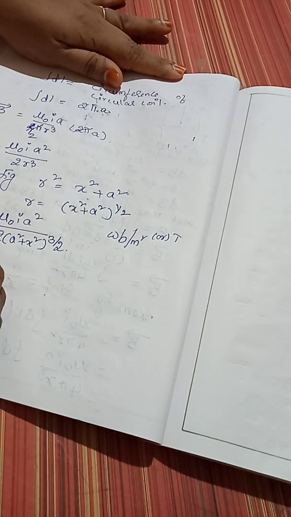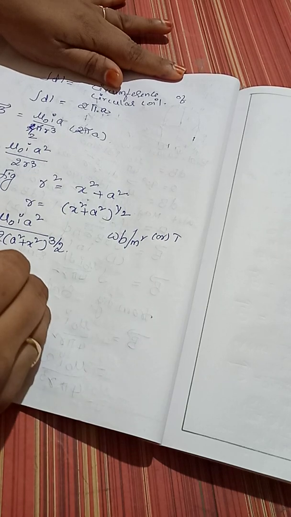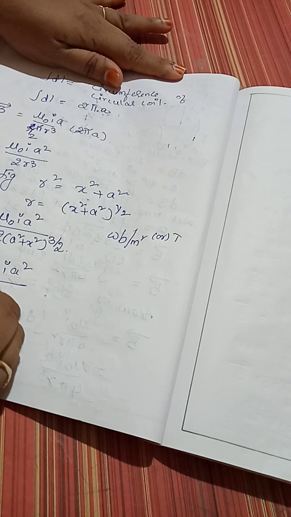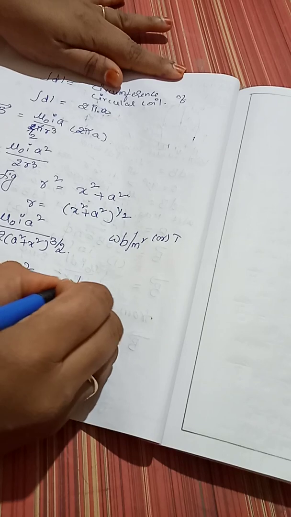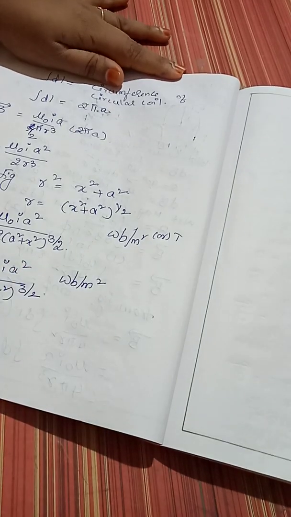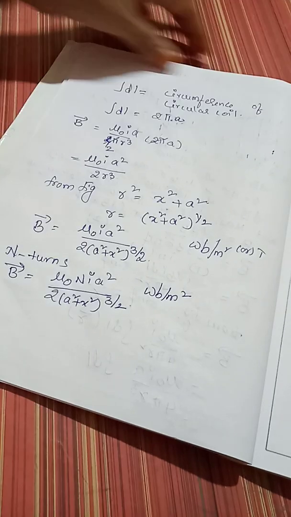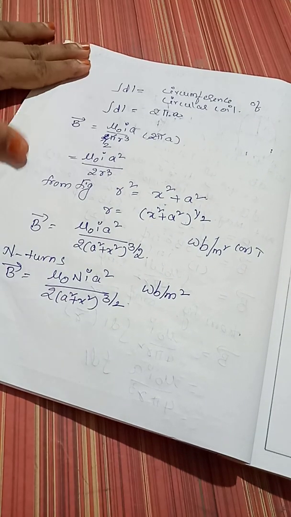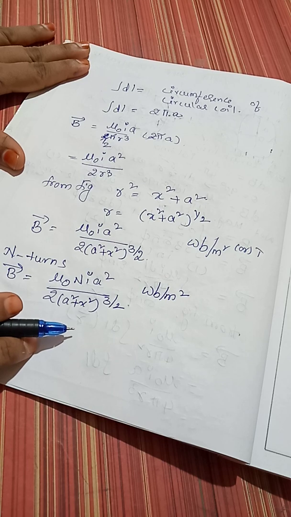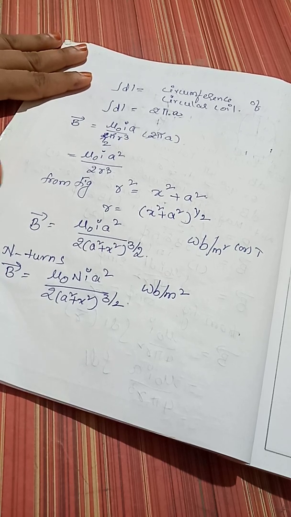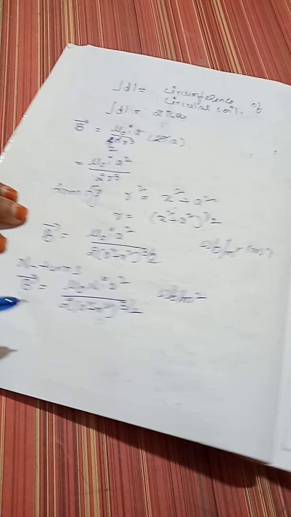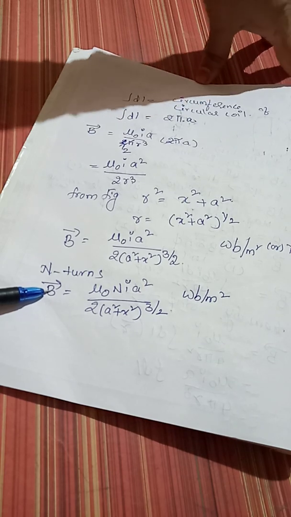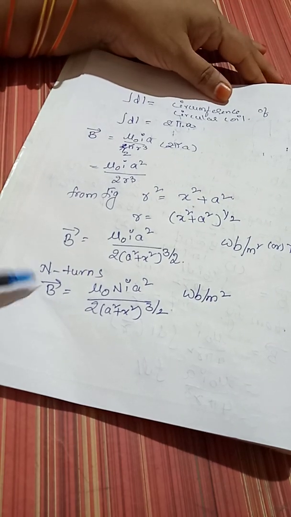If n turns are present, then B equals mu naught n I a square by 2 times a square plus x square whole to the power of 3 by 2 Weber per meter square. This is the required magnetic field produced at point P due to current I flowing in the circular coil.